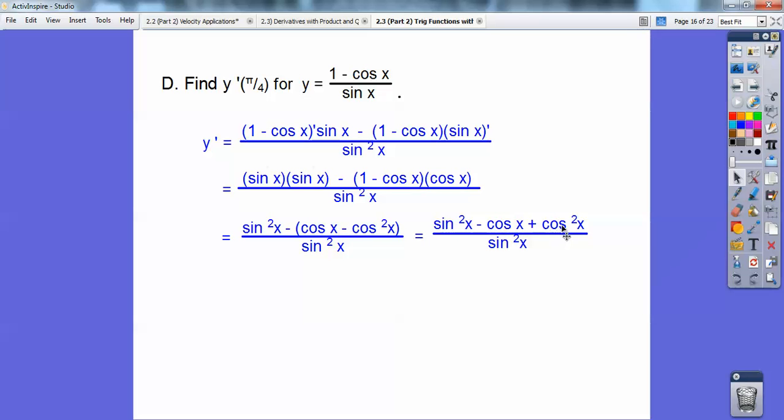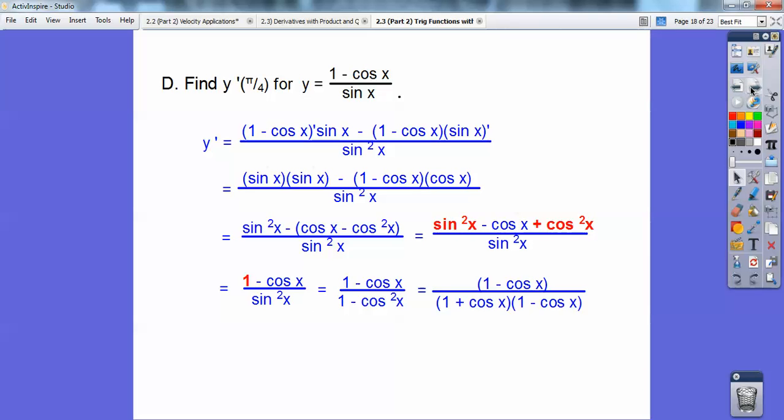You guys with me? All right, now notice here's a sine squared plus cosine squared. Remember that equals 1. And then I'm going to use the identity that sine squared is also equal to 1 minus cosine squared. So instead of having sine squared, I'm going to substitute 1 minus cosine squared. And that's a difference of squares, 1 plus cosine, 1 minus cosine. And you can see those are going to cancel right there. So my derivative of y is 1 over 1 plus cosine.